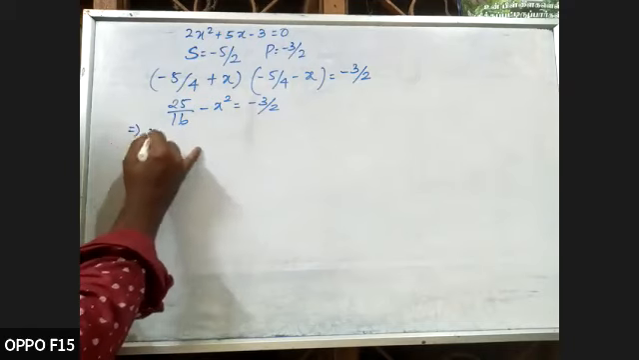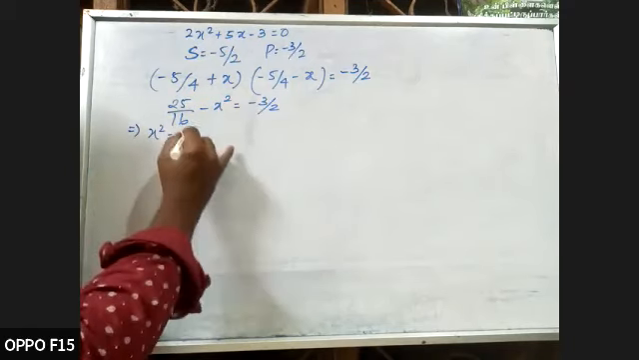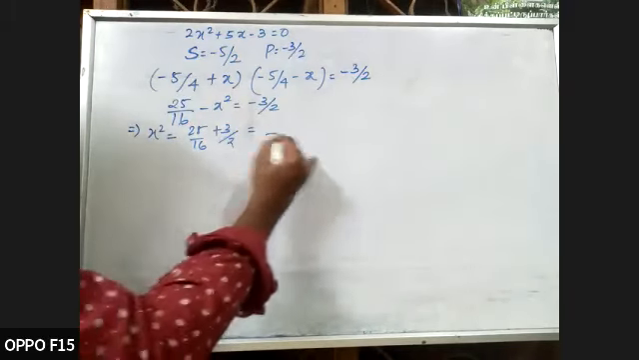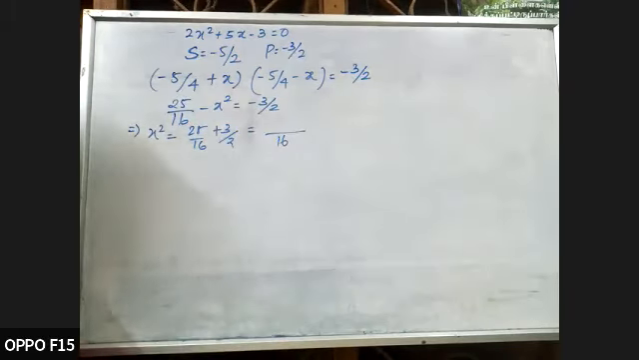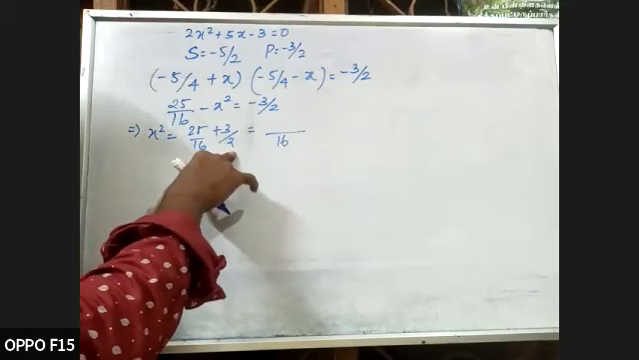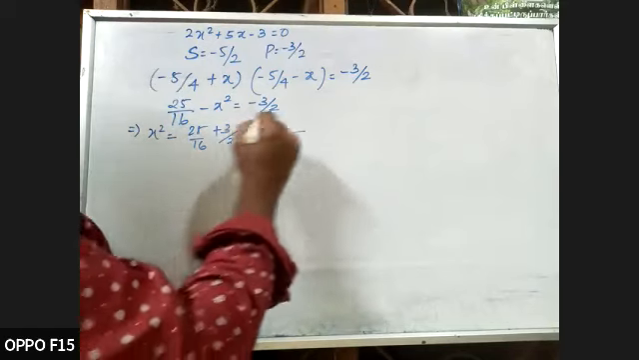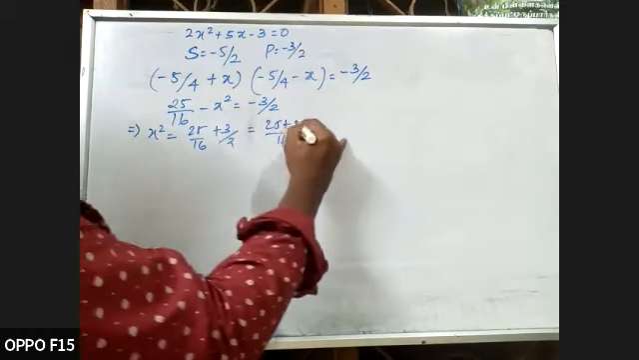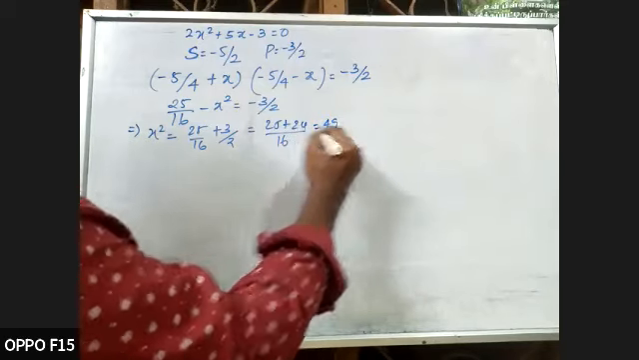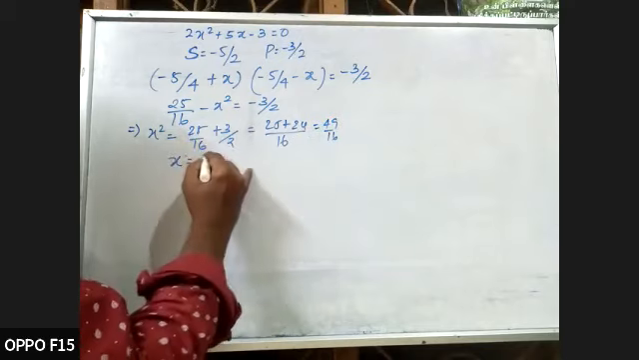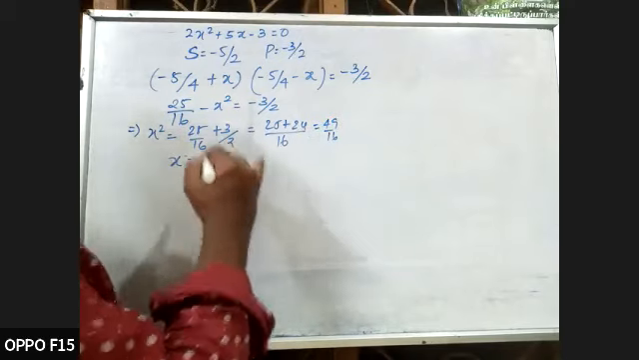So now we can find x square. x square equals 25/16 plus 3/2. Take LCM, which is 16. 2 into 8 is 16, so 8 times 3 is 24. We can write this as 49/16. So x square equals 49/16, and the value of x is plus or minus 7 divided by 4.